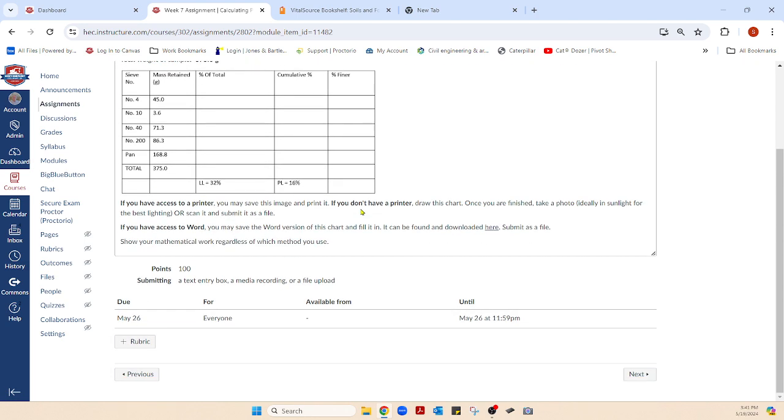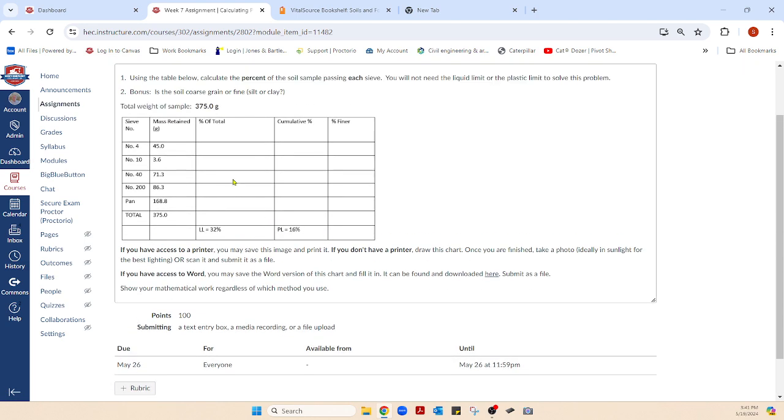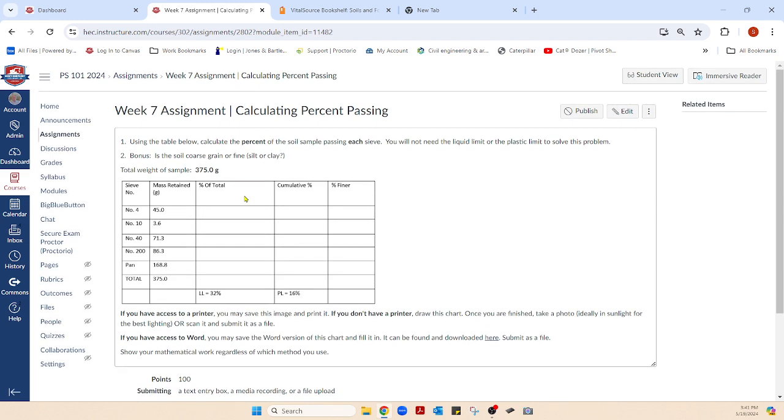And you can take a photograph of this and submit it. That's fine. Just make sure I can read your handwriting. If you can print it, great. If you can't, screenshot it. Do that, and you can print that and put your calculations in there.